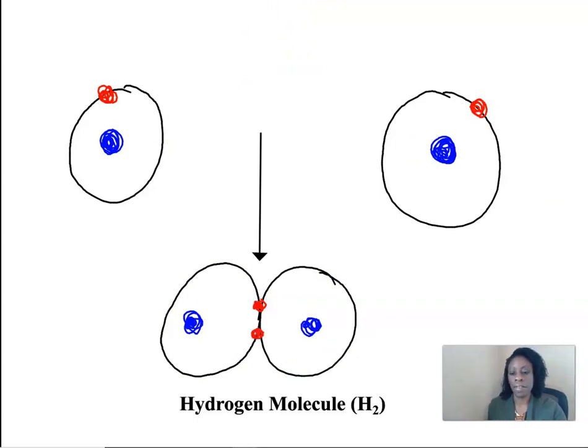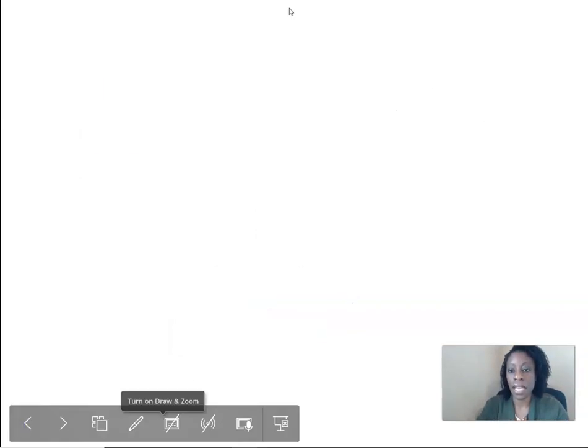Okay. So the valence of hydrogen is 1. It has one unpaired electron, which means that it can form one covalent bond with another atom at a time. Okay, now let's look at an oxygen molecule, and that is made of 2 oxygen atoms.